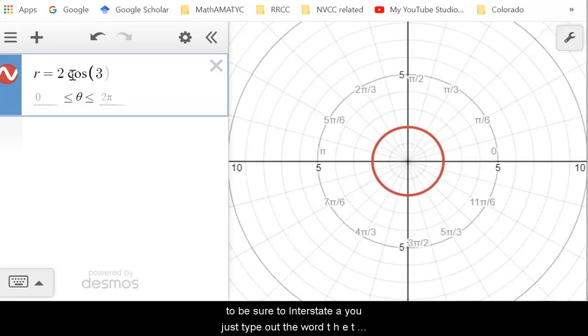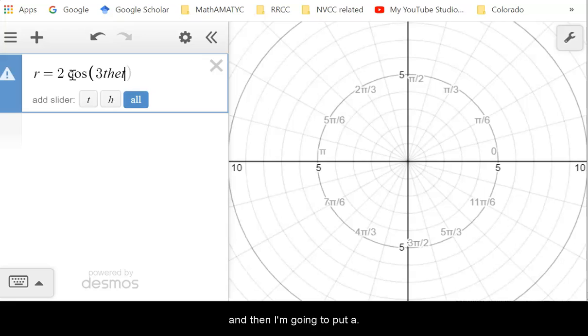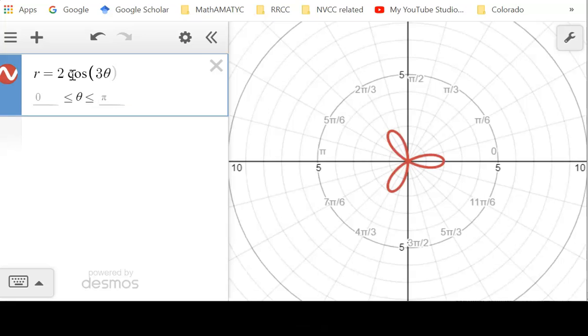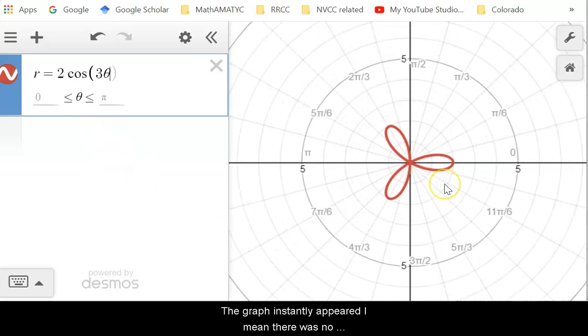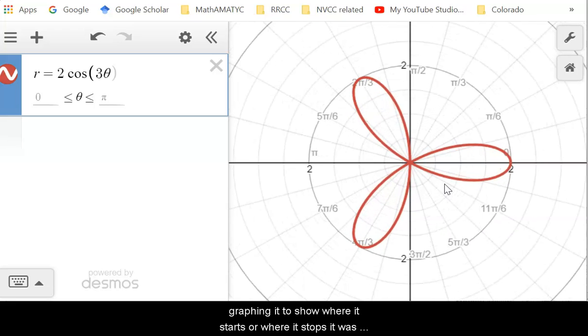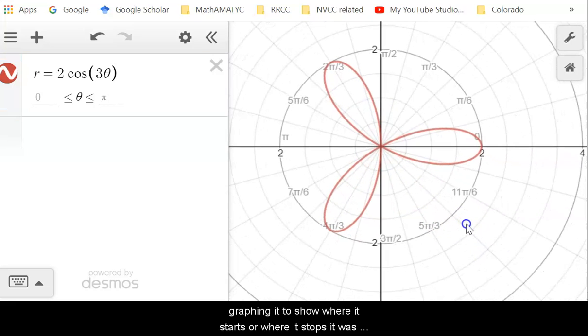To enter theta, you just type out the word T-H-E-T, and then I'm going to put A. Do you see what happened when I did that? The graph instantly appeared. I mean, there was no graphing it to show where it starts or where it stops. It was not there, and then boom, the whole thing is there. So you lose the orientation of how it's graphed as theta goes from 0 to pi.